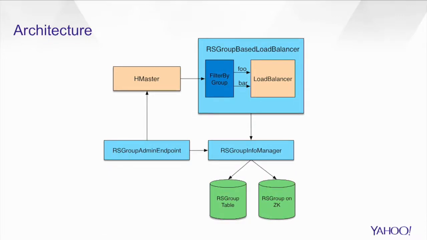And then finally, we have a coprocessor which serves all the APIs that you just saw previously, to add region servers to a group, move servers, and so on and so forth. So this is the basic region server group feature, and this is what's available in HBase 2.0 when it releases. Let me talk about the other features that we have internally at Yahoo, and we are working to push them in open source and possibly as part of HBase 2.0.